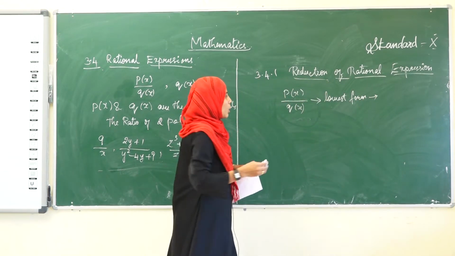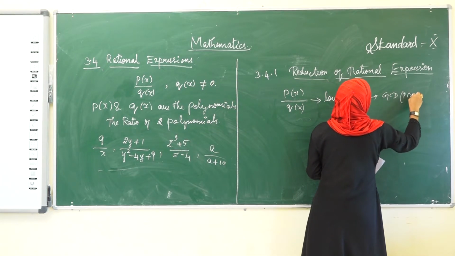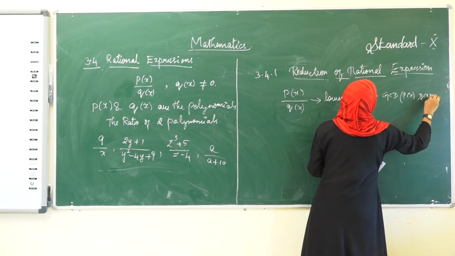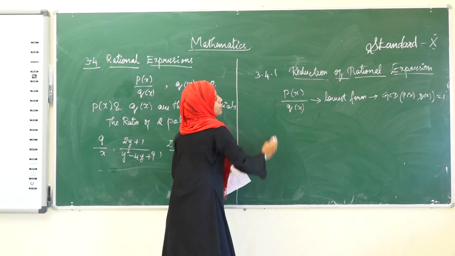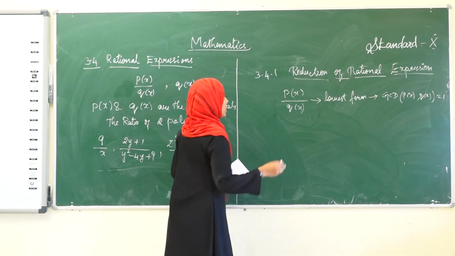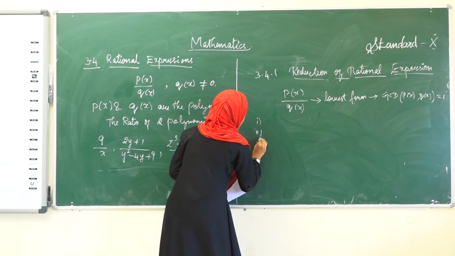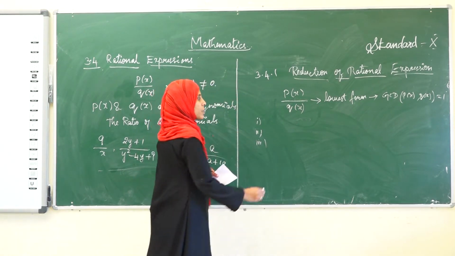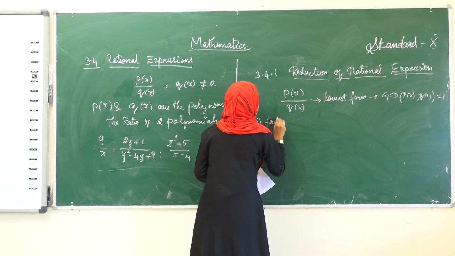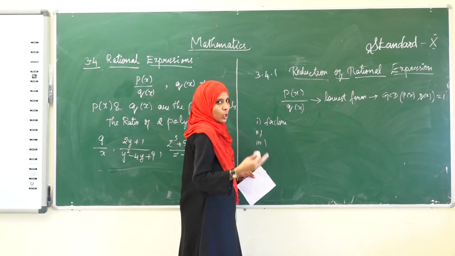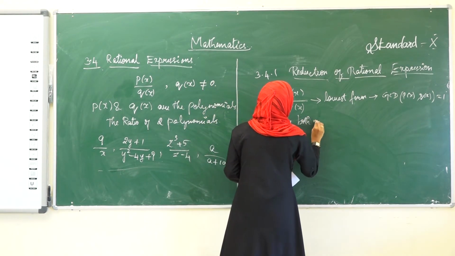So, how do we find it? If the GCD of p of x comma q of x is equal to 1, that means we can say the rational expression is in its lowest form. See, they have given 3 steps to reduce the rational expression. First step is, if the rational expression is given like this, we have to factorize both numerator and denominator.